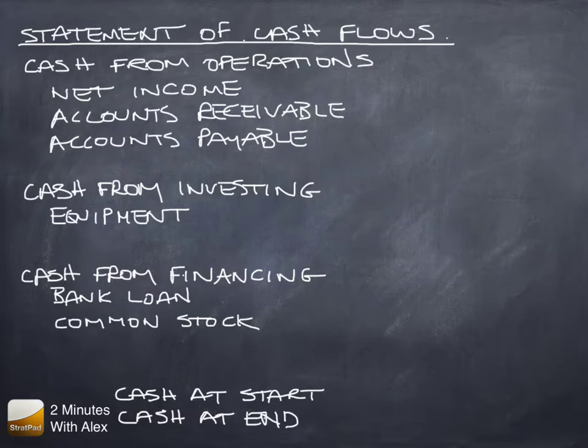The second section is cash from investing, and this is investments that the company makes. This is not investments that others make in the company. So the company can make investments by buying a building or by buying equipment, and those things are then used for the company to generate additional cash. Cash from financing is where we get bank loans and also where outside investors will purchase stock in the company.